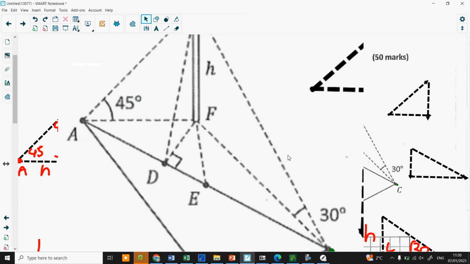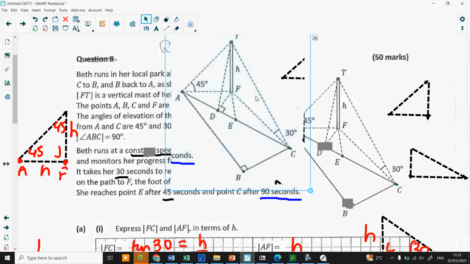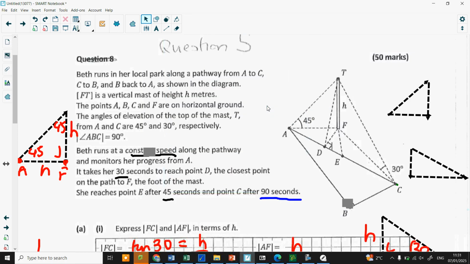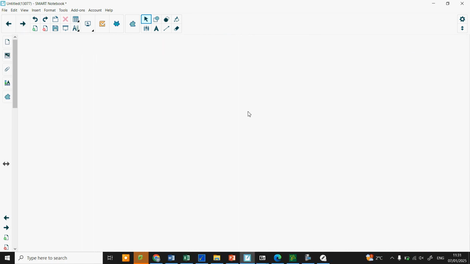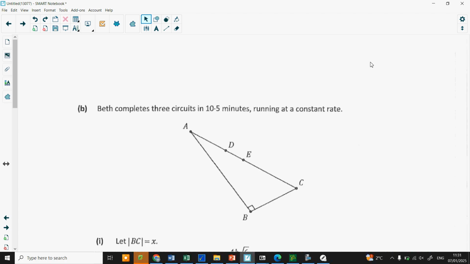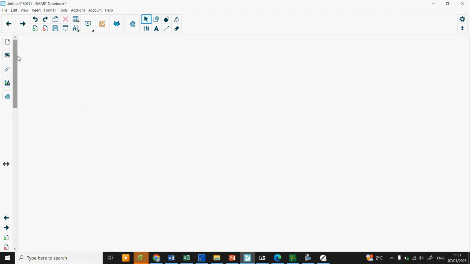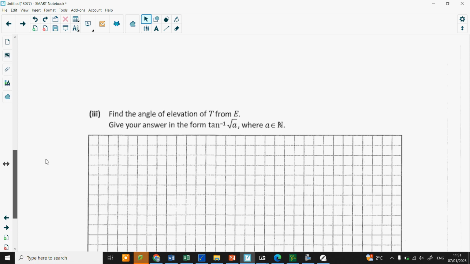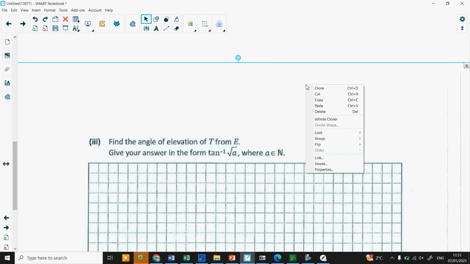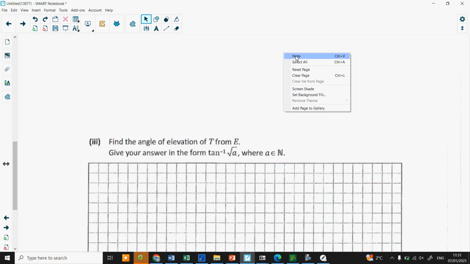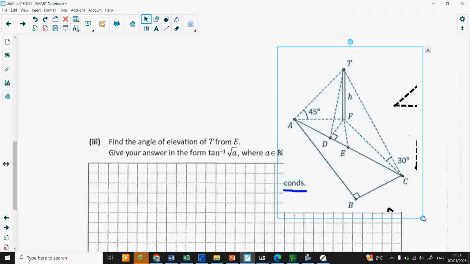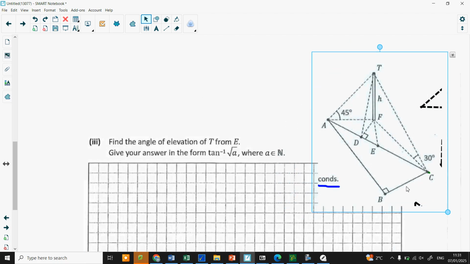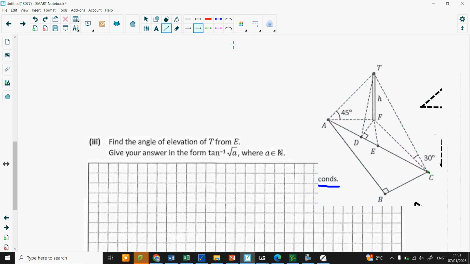Okay, here we go. Here's my diagram, and we're going to work with this now. We might have to fill in some questions from earlier. T from E means we're going to have to get FE, aren't we? Do you agree with that?